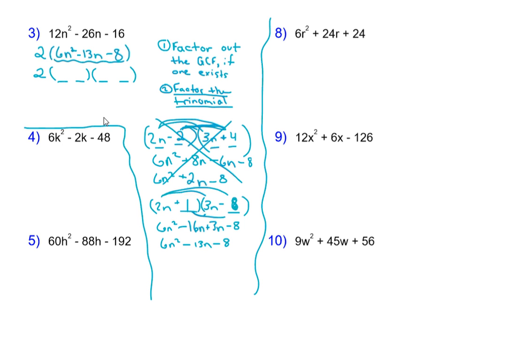These are the values that I have to put right here: 2n plus 1 and 3n minus 8. And if you switch those around, let's say you had 3n minus 8 over here and 2n plus 1 over there, that's still correct because the commutative property of multiplication says you can switch the order of what you're multiplying. It doesn't change the result. So if you flip-flop these factors, that's still correct.